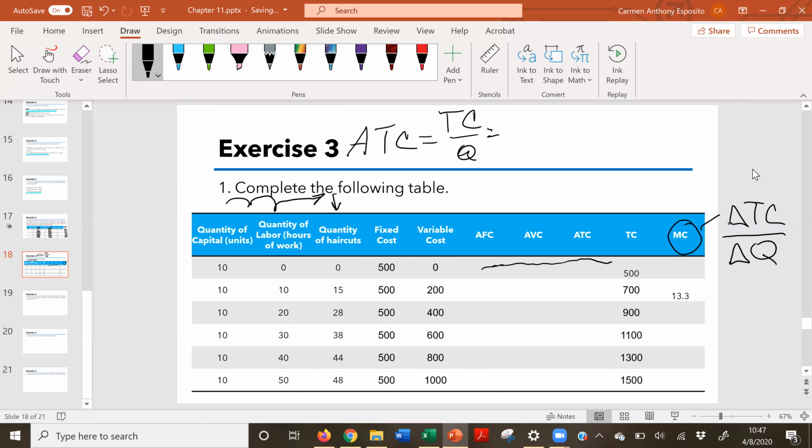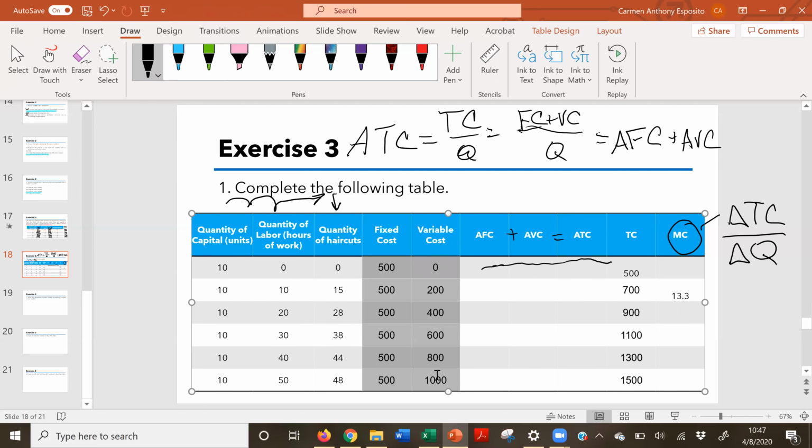So total cost, though, is equal to fixed plus variable costs divided by quantity. And that's just telling us that we just need to add our average fixed cost to our average variable cost, and we'll get our average total cost. Okay, great.